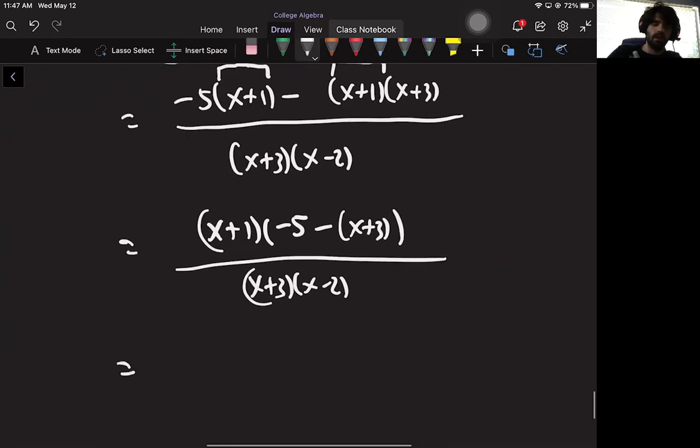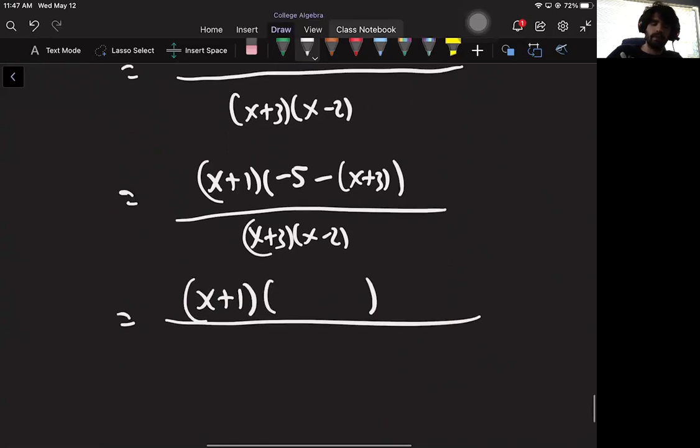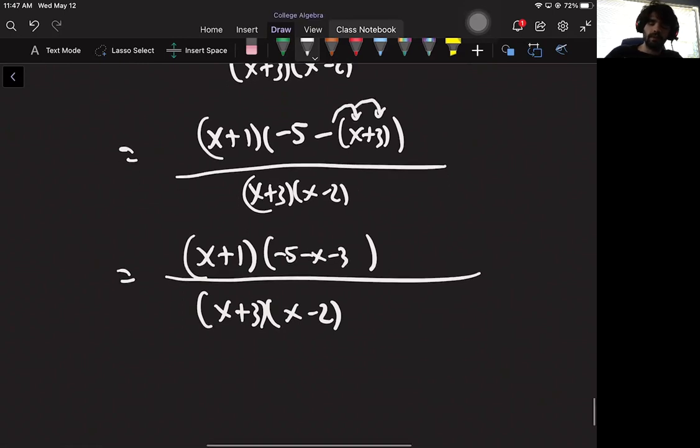But then I can continue simplifying. So this is nice because I do have the multiplication of two things on the top and on the bottom, so things are nice and factored. And so if they were the same, I would be able to cancel, but they're not. So I have to do this thing though, minus x minus 3. So -5 minus x minus 3.